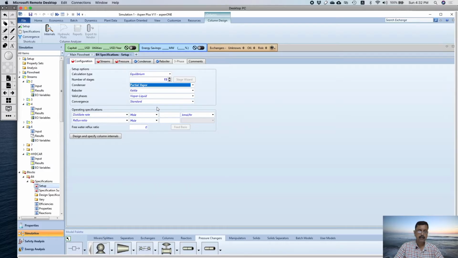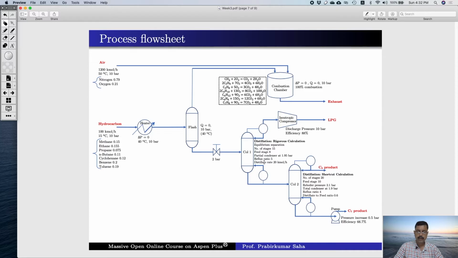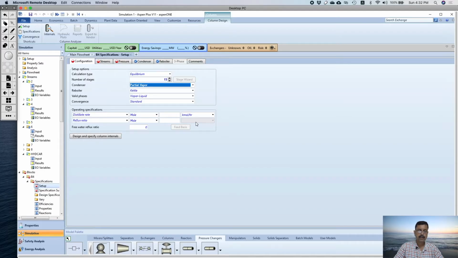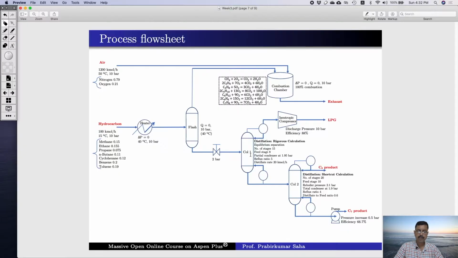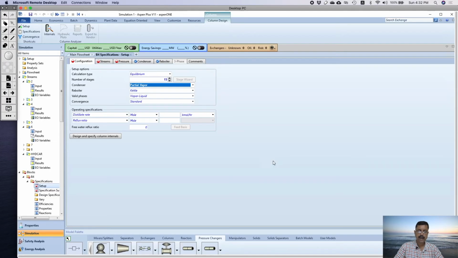And then we have some more information. The partial condenser will operate at 1.95 bar. So that we will see here. Yes, operating specification, it is still red. So these two pieces of information we have to give. Reflux ratio, we have to use 5. So we write 5 over here.